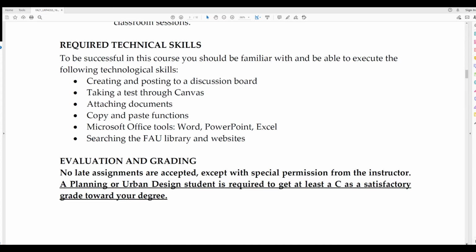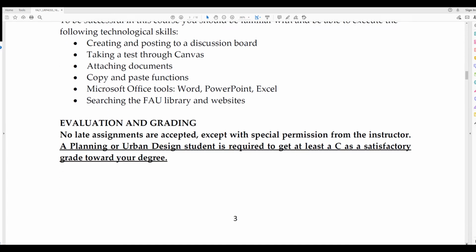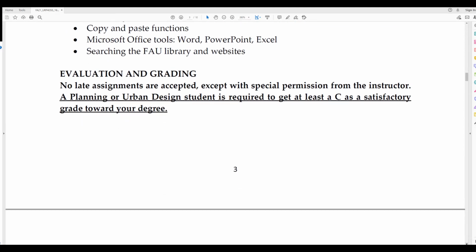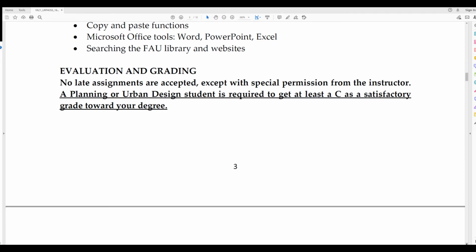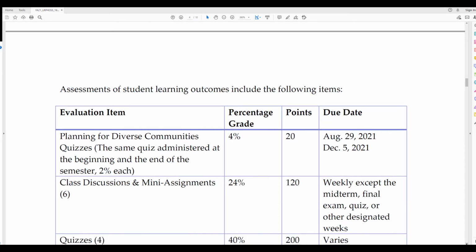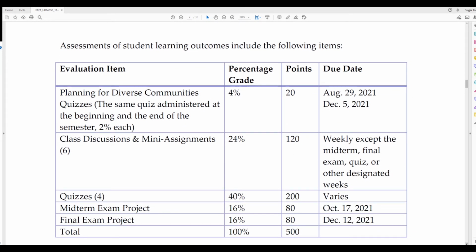For evaluation and grading, I would like to stress that please don't submit late assignments, and also please, if you major in urban planning or urban design, please at least get a C in order to be satisfactory, because this is a required course for planning and urban design students. For their assessments, there are some quizzes and also some discussion, posting, mini assignments, and midterm and final exam projects.